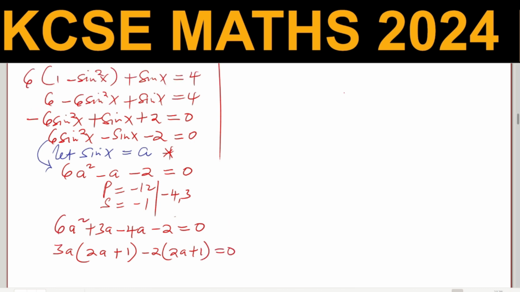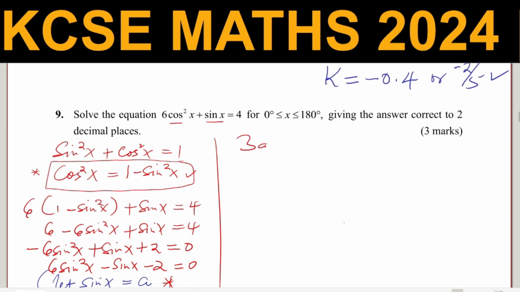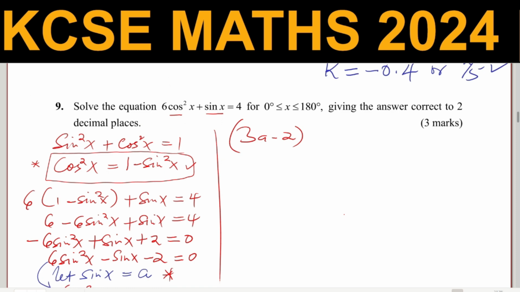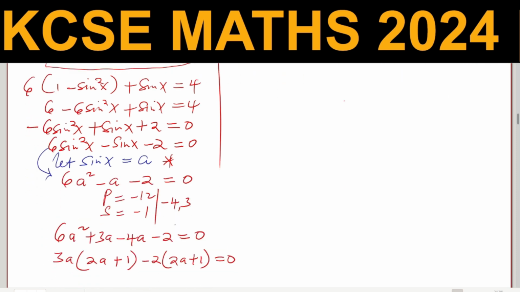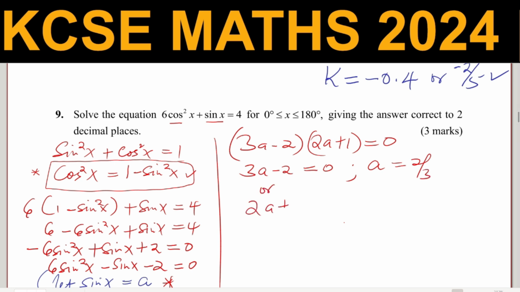So once you've done that, you shall get 3a minus 2, and then 2a plus 1, equals 0. So you have two solutions. The first one, you shall have 3a minus 2 equals 0. Here the solution will be a equals 2/3, or you shall have 2a plus 1 equals 0. The solution here, a will be negative half.